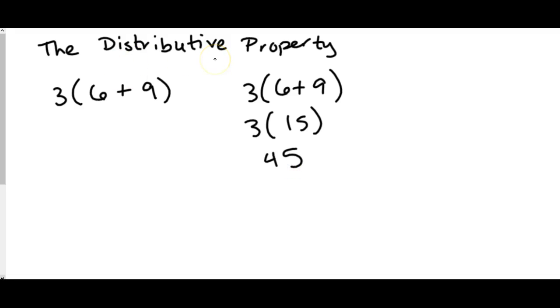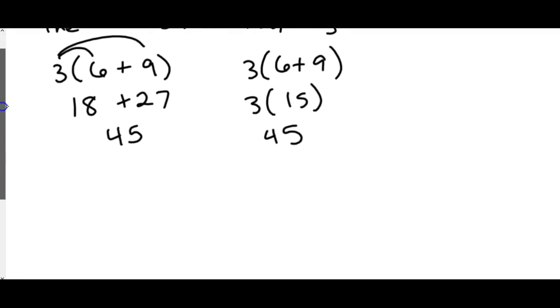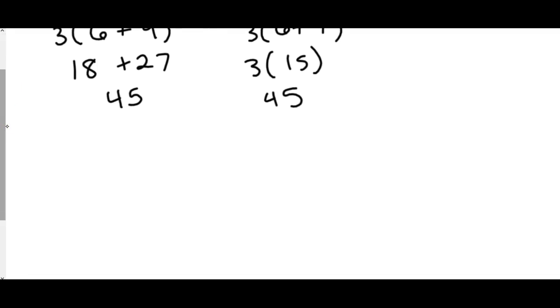But with the distributive property, you could actually multiply in the 3 first to each number inside. 3 times 6 is 18. 3 times 9 is 27. And then add together and still get the same answer. So distributive property can be used to multiply by two numbers that you're actually adding together. This can be super useful if you're multiplying large numbers.